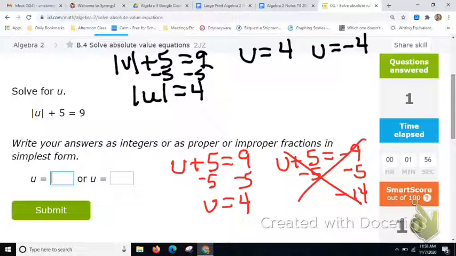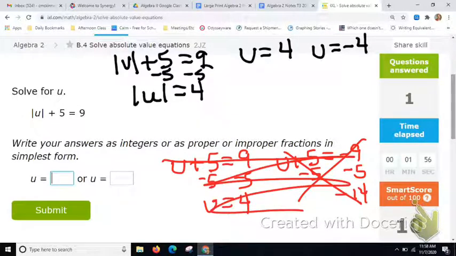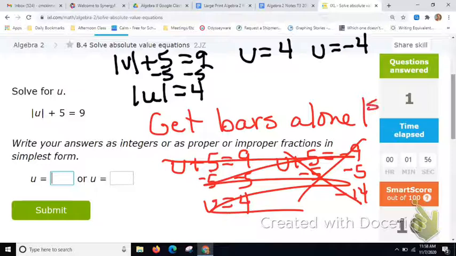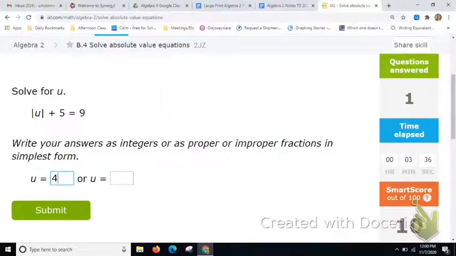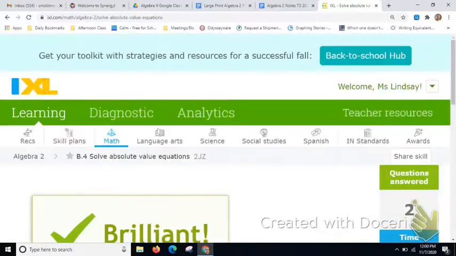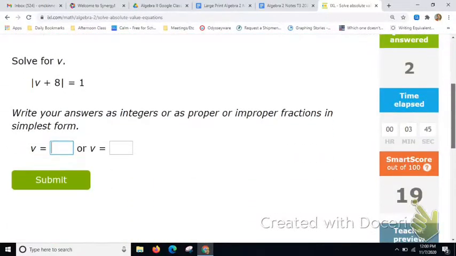So when I see people giving 2 answers, and one of them is wrong, one of them's always right, but one of them's wrong, it's usually because they're forgetting to isolate the absolute value first. So be sure, get the bars alone first before you split it into 2 parts, before you do that opposite step. So here, 4 and negative 4. Right, I'm going to jump ahead to get something a little harder.